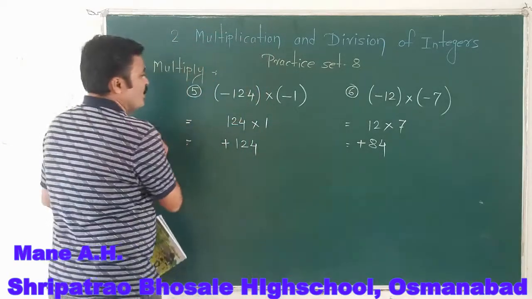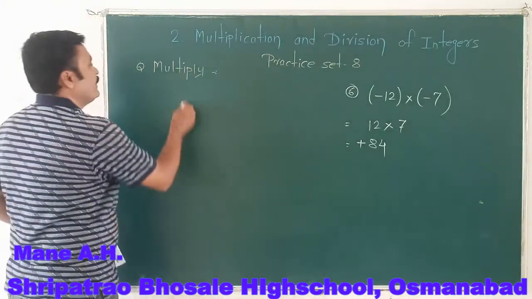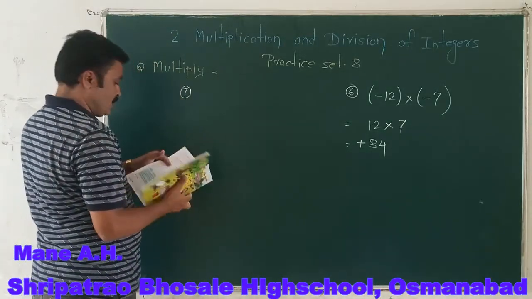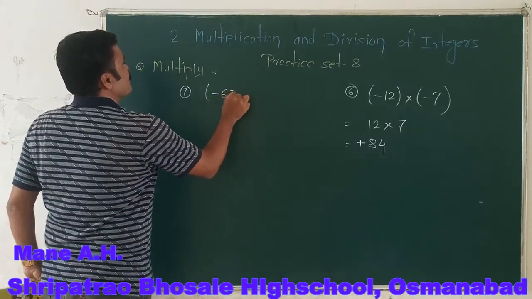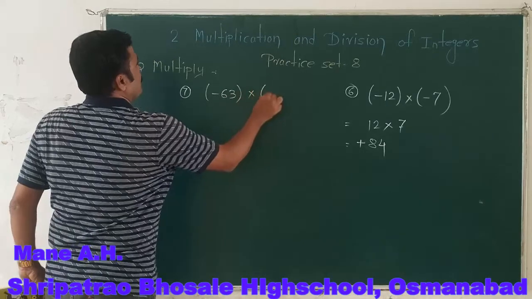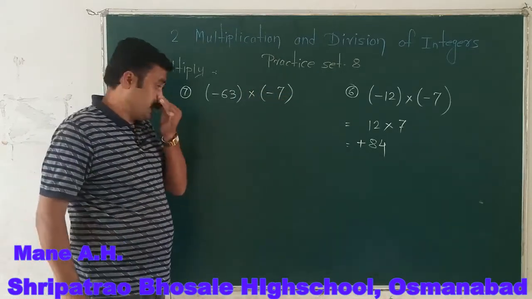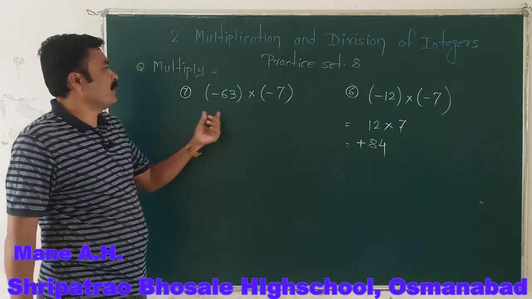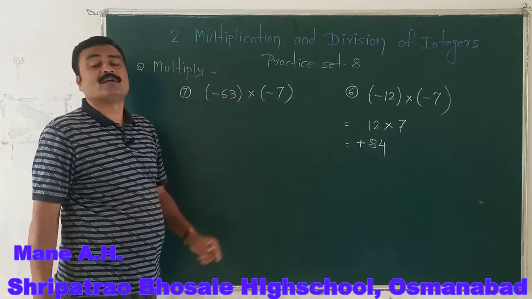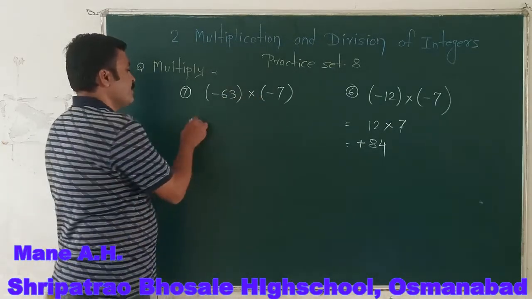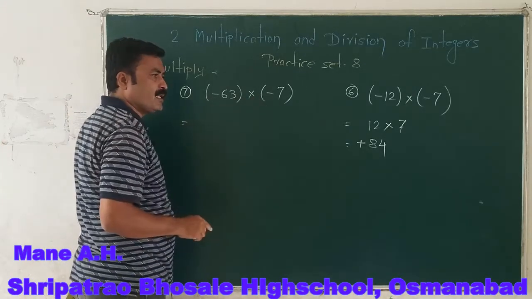After this, we are moving towards the seventh example. In this same practice set 8, this example is given in this way: minus 63 into first bracket into second bracket minus 7. Now again, in the seventh example, this is the multiplication between two negative integers. Minus 63 is a negative integer, minus 7 is also a negative integer.